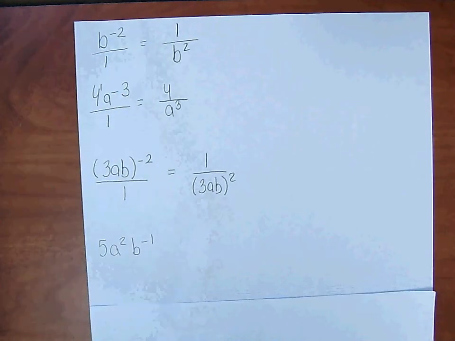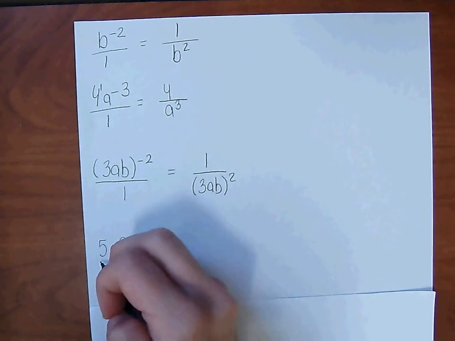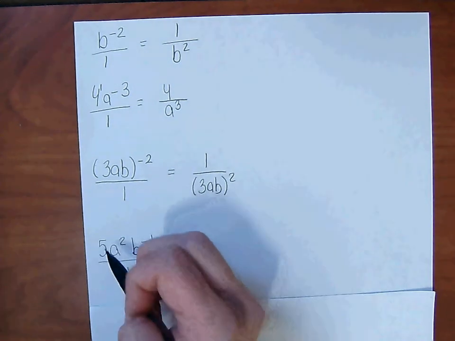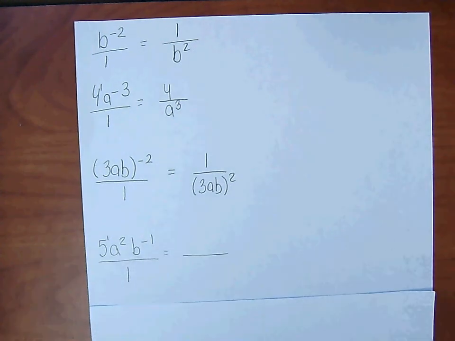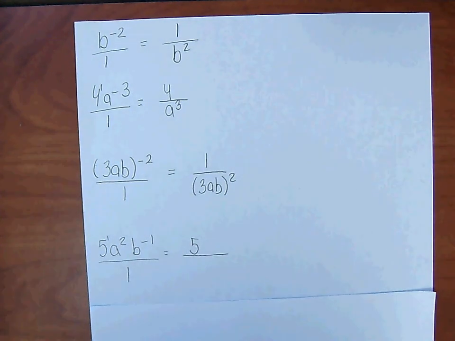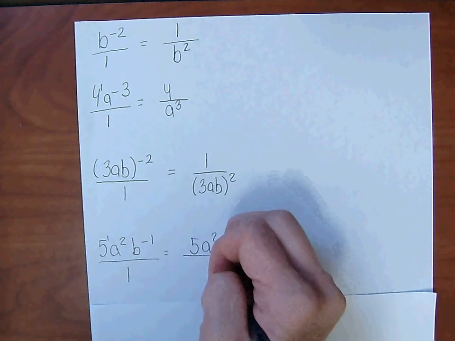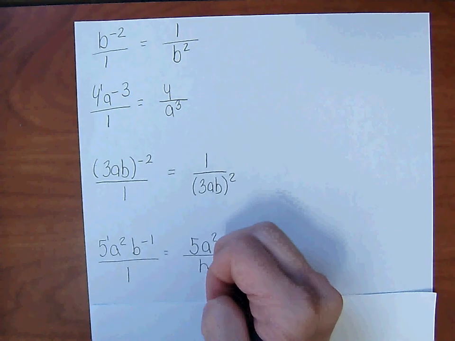And the last example, 5a squared b to the negative 1, make it a fraction. 5 has an exponent of 1. So ask yourself, is the number or the variable going to stay or go? 5 is going to stay in the numerator. A squared is going to stay in the numerator. And b to the negative first is going to go to the denominator to become positive and become b to the first.